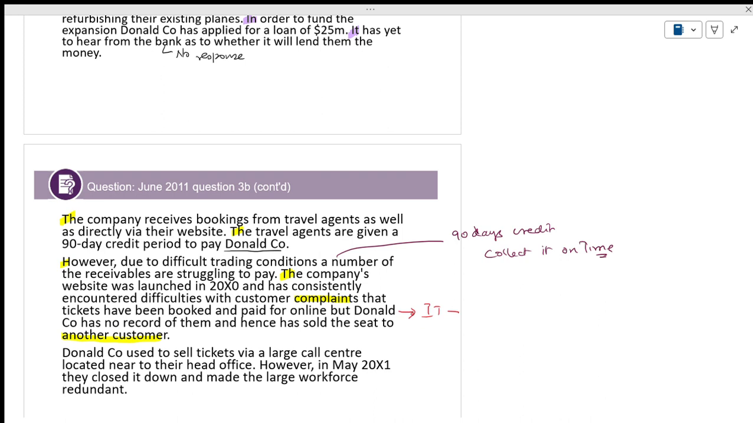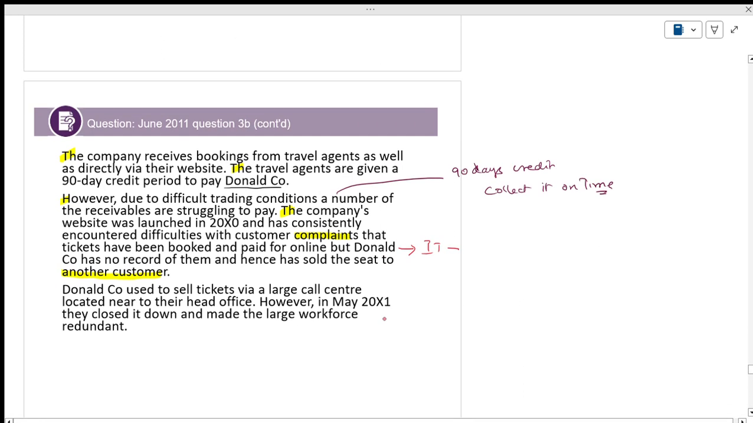Donald company used to sell tickets through large call centers located in the head office. However, they closed it down and made the large workforce redundant. No job, no work. They were selling through the call centers, through the head office. Somewhere during the year, it has been closed down.